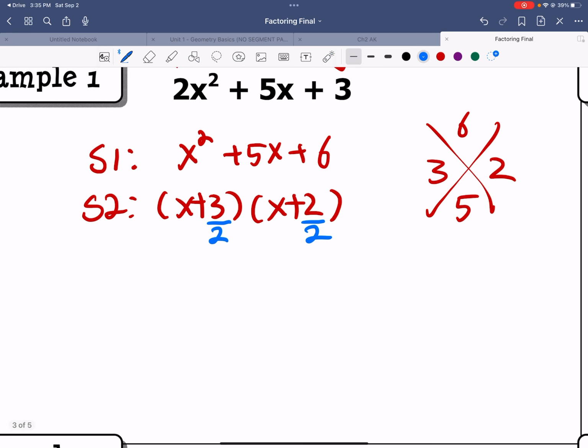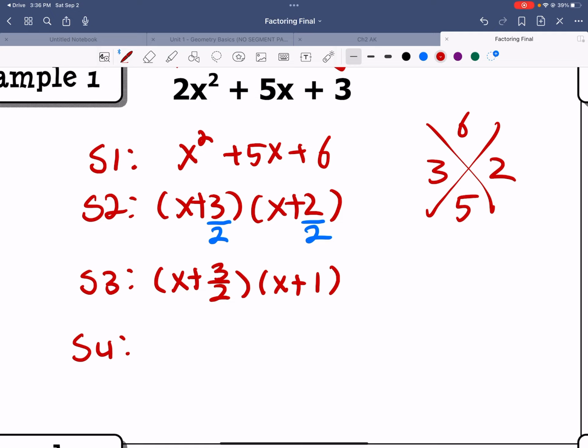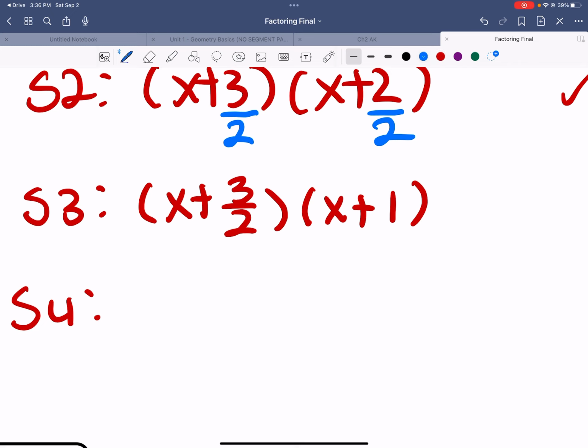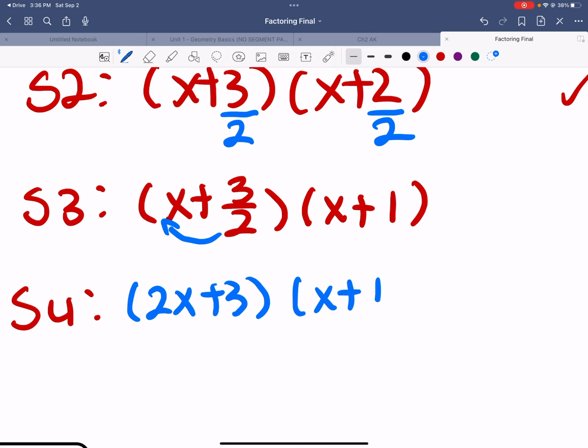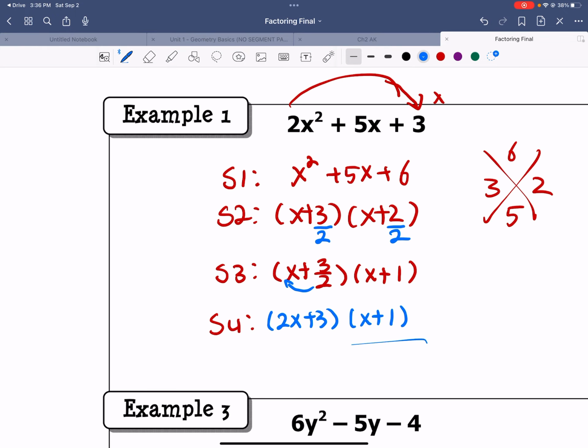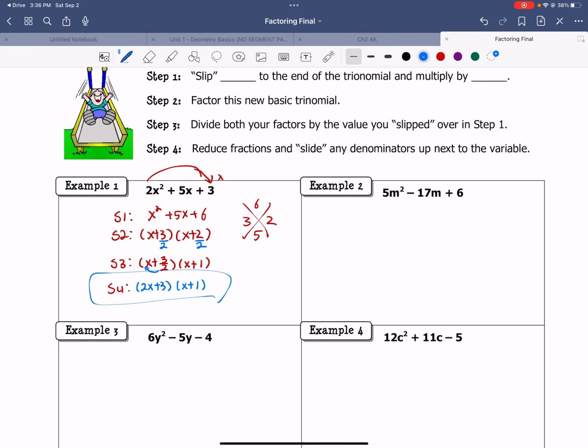So step 3, I think this is the most important step, and a lot of you make mistakes at this one. You simplify. 3 over 2 cannot be simplified, so you just write 3 over 2. 2 over 2 can be simplified as 1. And step 4, if you see any denominator, you slide it back in front of x. So you're going to get 2x plus 3. And x plus 1, you don't have a denominator, so you write it as it is. So that's it. That's how you factor this.